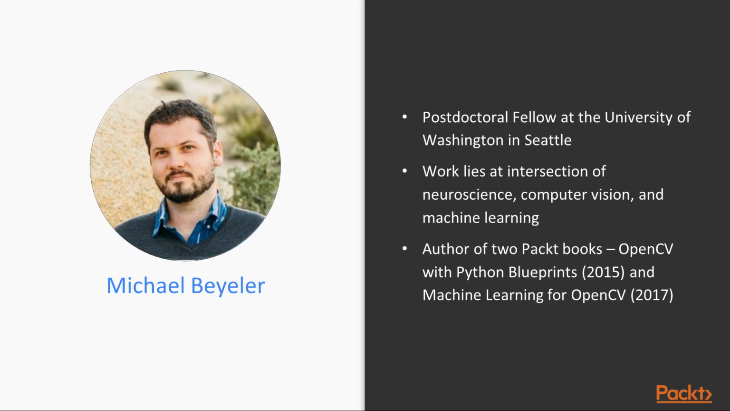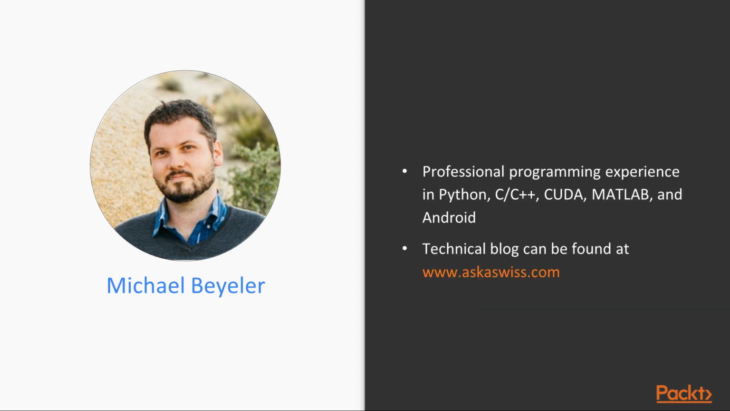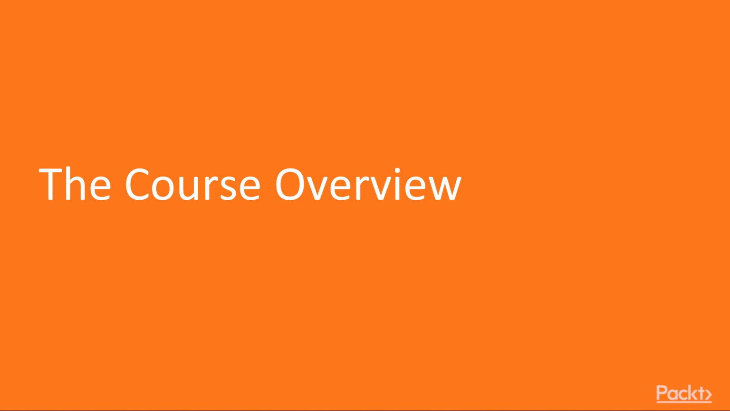Michael Baylor is a postdoctoral fellow at the University of Washington in Seattle. His work lies at the intersection of neuroscience, computer vision, and machine learning. Michael is the author of two Packt books, OpenCV with Python Blueprints, 2015, and Machine Learning for OpenCV, 2017. He is an active contributor to several open-source software projects and has professional programming experience in Python, C or C++, CUDA, MATLAB, and Android. His technical blog can be found at www.askaswiss.com.